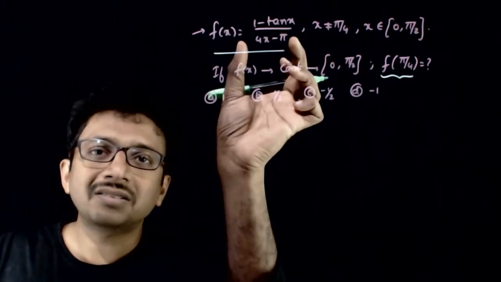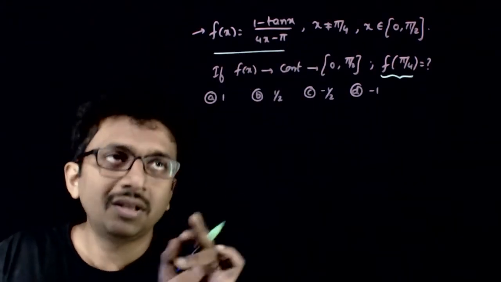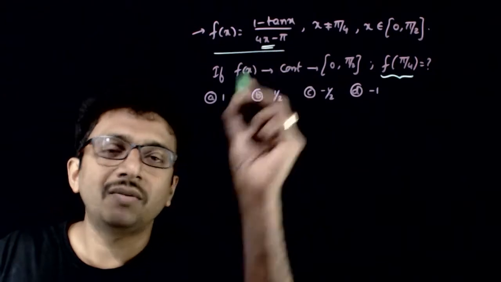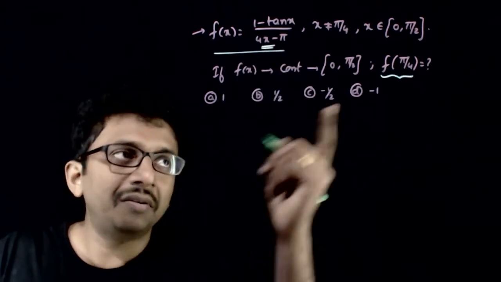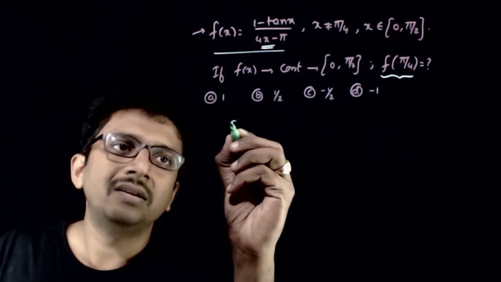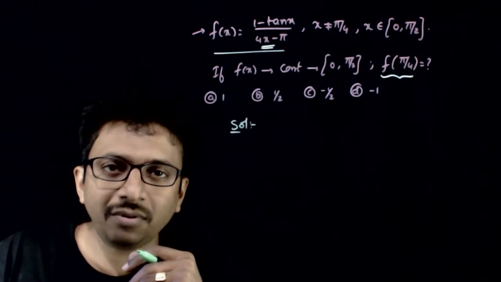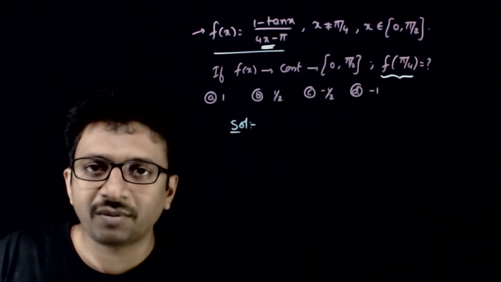Obviously this function is continuous at all points in 0 to pi by 2 except at x is equal to pi by 4. If there is a problem, it has to come at x is equal to pi by 4. Now you have to define f of pi by 4 such that this becomes continuous. So how do we do this? We'll find the limit of f of x at x is equal to pi by 4 and equate it with f of pi by 4.